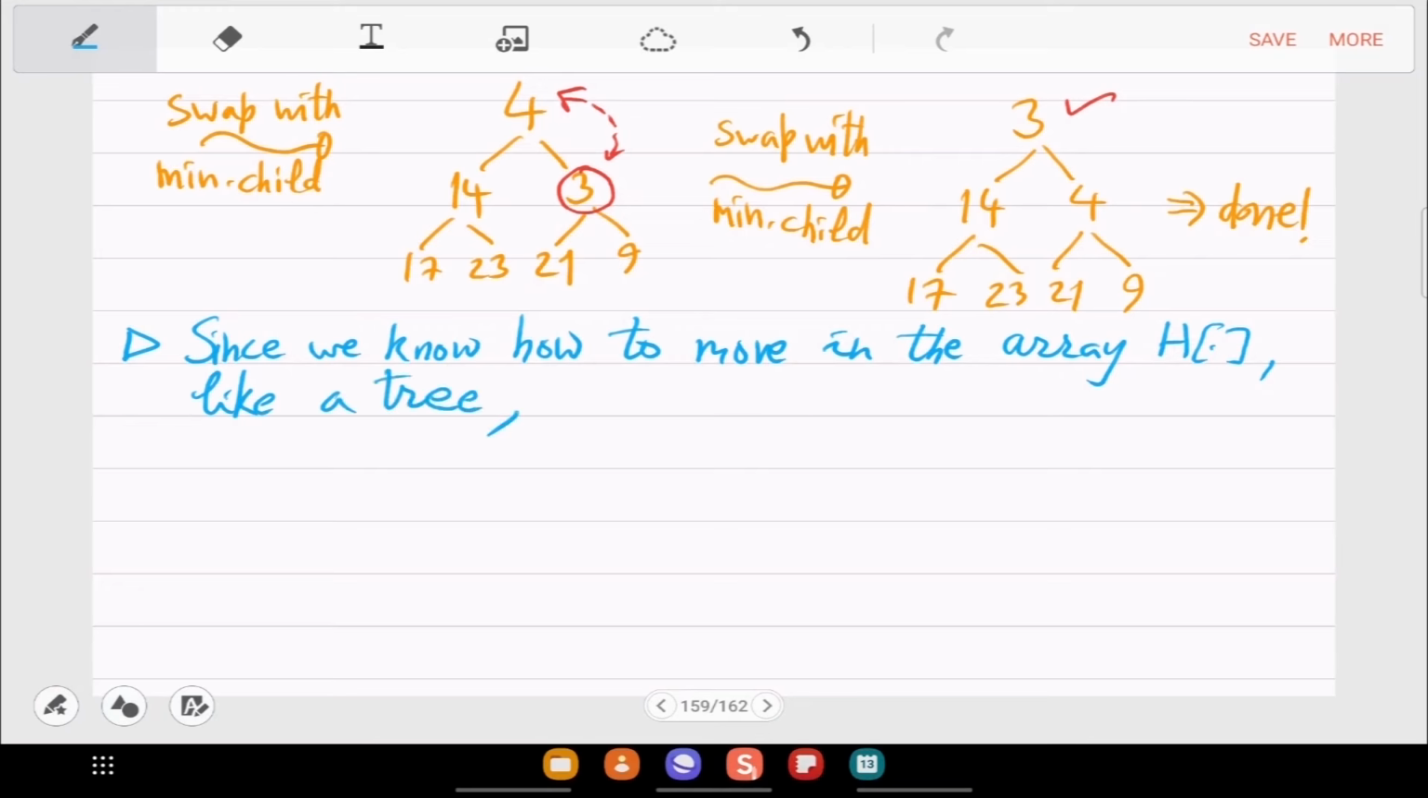So although the data structure you are given, physically what there is on the computer is just an array, because of the formulas you can move as if you are moving in a tree. Right, which is why we wrote down all the formulas. So you just have to copy paste them in your pseudocode. So you know how to move in the array like a tree. We can do this in height.